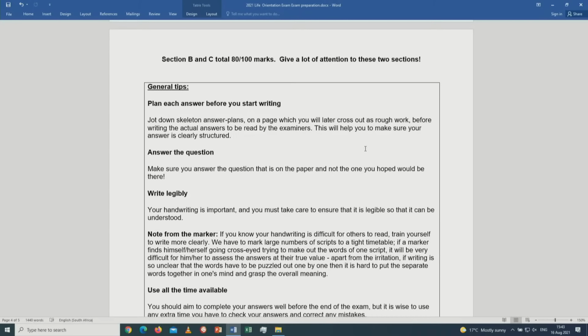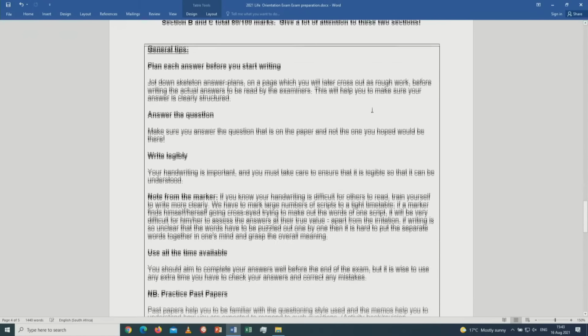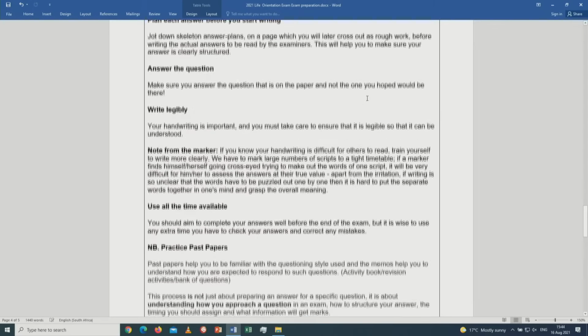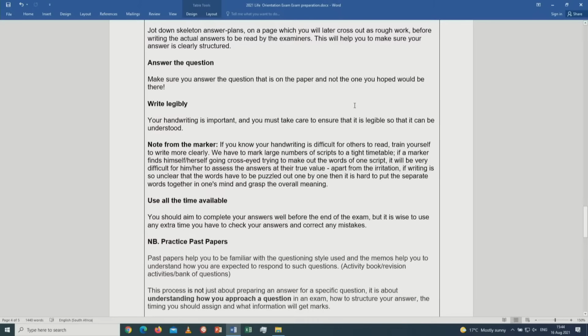Right. So let us not aim for anything less than 40% in life orientation. Plan each answer before you start writing. Like I said, your planning stage is what I have just directed you with the previous questions, where I say you must underline so that you make sure that you are answering what you are being asked. Make sure that you answer what you are asked.